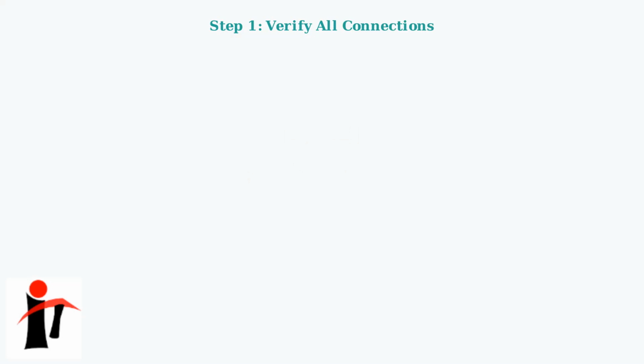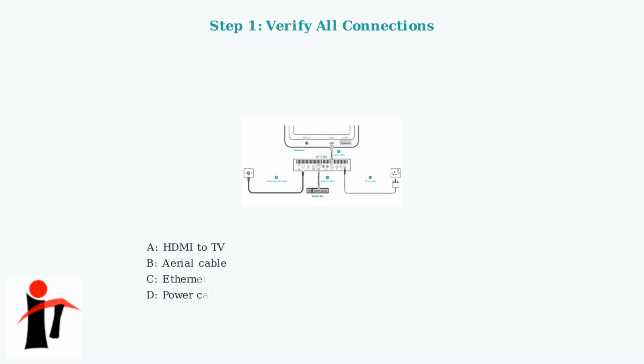First, ensure all cables are securely connected. Check your HDMI connection to the TV, aerial cable, Ethernet connection to your router, and power cable. Loose connections are a common cause of channel problems.